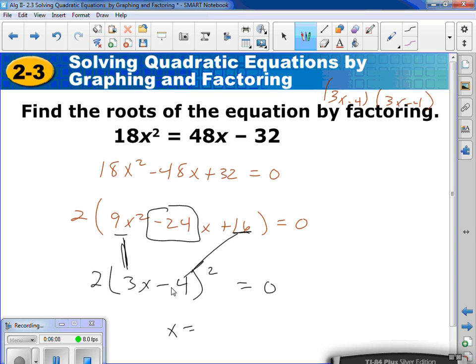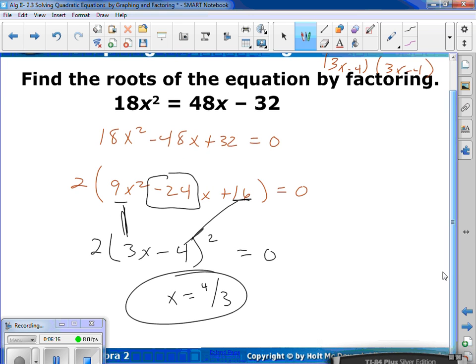What's the opposite of this? 4 divided by this. Your answer is 4/3. That is your only answer. Just to help you understand what that means.